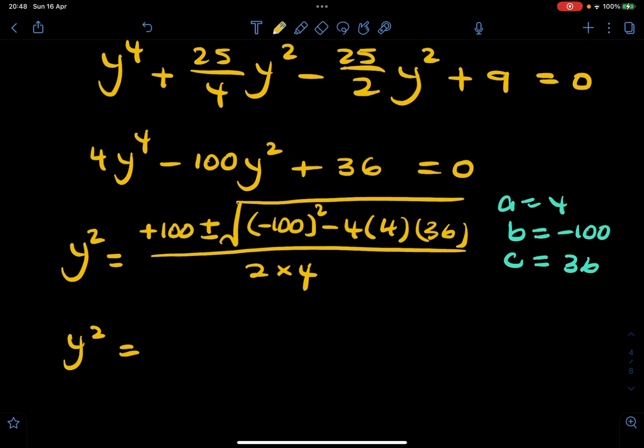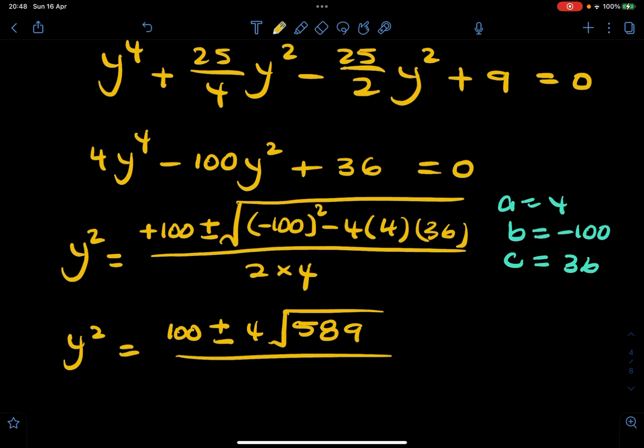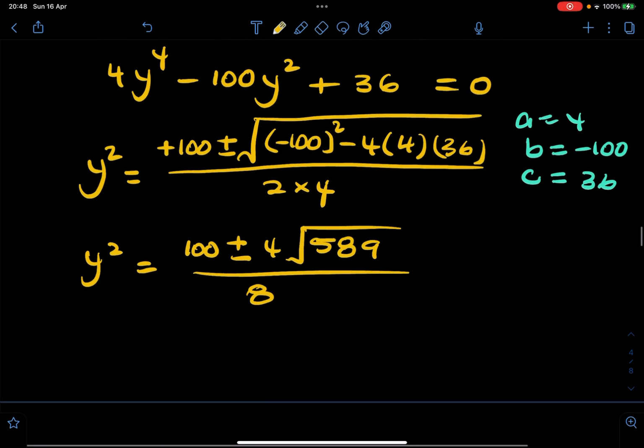it didn't give me an exact number, so I'm going to have to do it step by step. So 100 squared is 10,000, and minus 16 times 36. That gives me 100 plus or minus 4 square root of 589 over 8. And we can simplify that if we divide by 4.